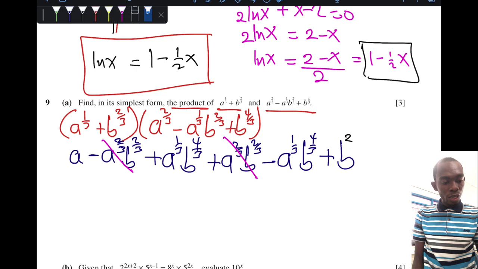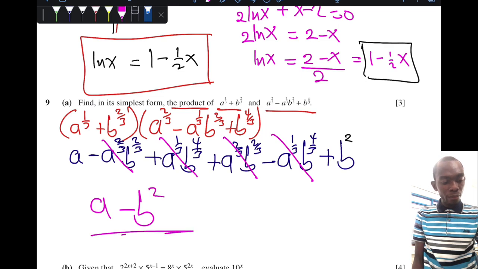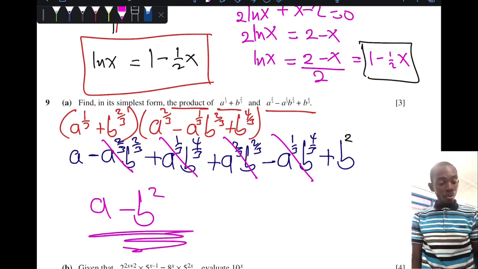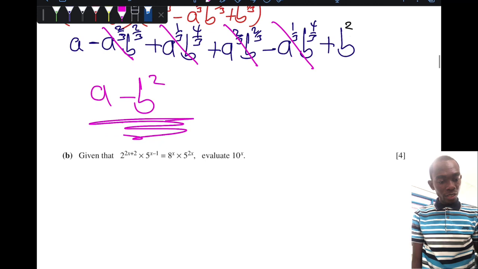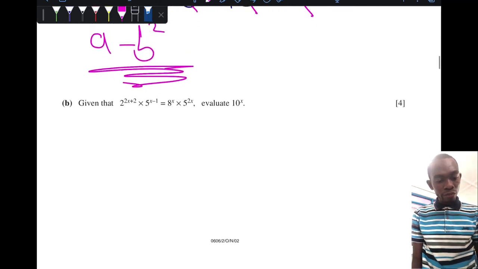Also, check this one out. You have a to the power 1/3, b to the power 4 over 3, and then this is also a to the power 1/3, b to the power 4 over 3. This is positive, that is negative, they cancel out. So your answer is a minus b squared. Okay, this is it.